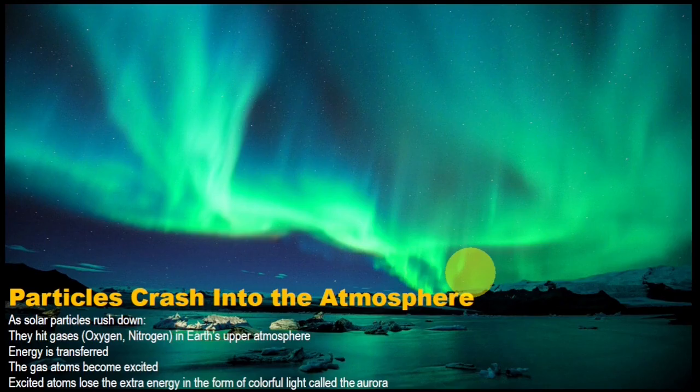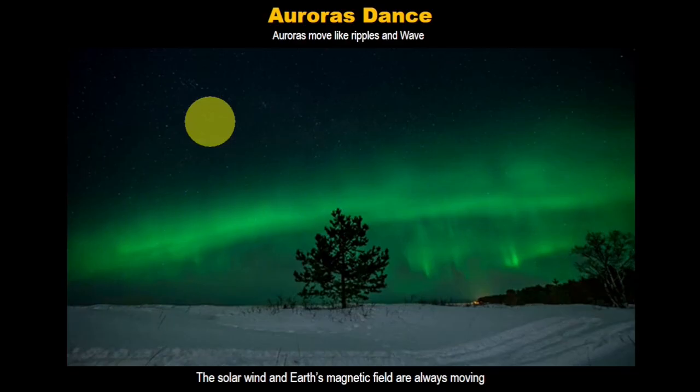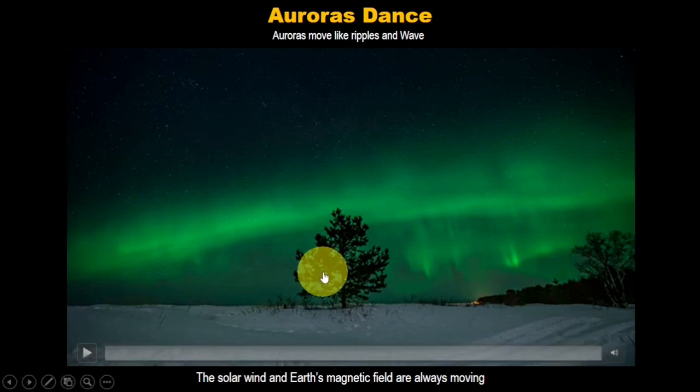Now, this aurora does not stay still. This is a picture, but the real auroras move like ripples and waves in the atmosphere, and this is described as the aurora dance. The reason they move like that is because the Earth's magnetic field is not rigid, and also the solar winds are being redirected by this magnetic field. That is why there is some sort of motion, performing all kinds of movements.